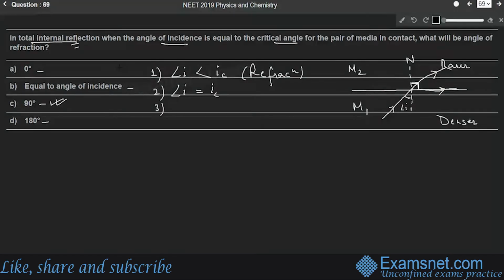Now the third and the last case is when the angle of incidence will be more than the critical angle. So in this case, what will happen? This will move inside the same medium. That means it will get totally reflected. Okay, so total internal reflection will take place. So in this question, it was asked about the second condition. Therefore, in this case, the angle of refraction will be 90 degree.